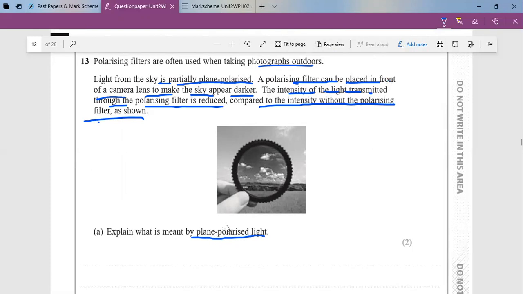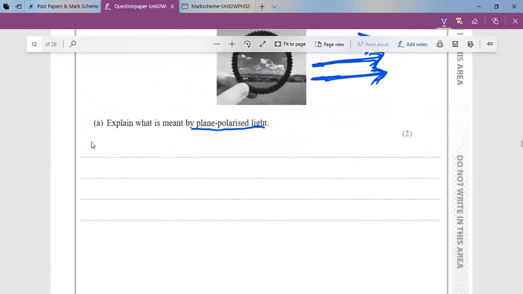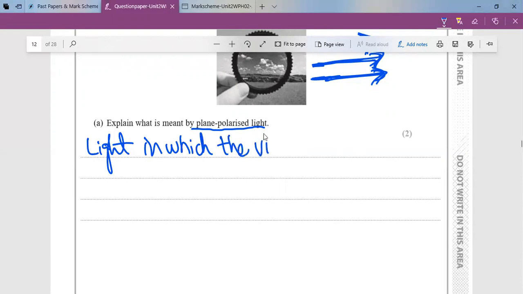Plane polarized light actually means light which has been passed through a polarizer. Polarization means vibrations which are in the same direction. So light waves vibrating in a single particular direction is called polarized light, and plane polarized because it is vibrating in a single plane. So, explain what is meant by plane polarized light: light is an electromagnetic radiation, so it is a wave made up of vibrations. Plane polarized light is light in which the vibrations are in only one plane.